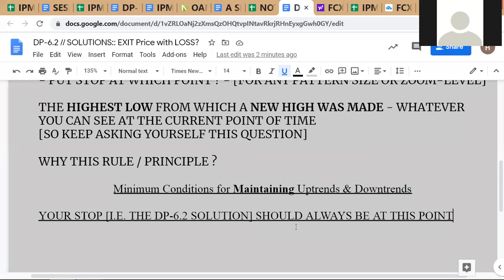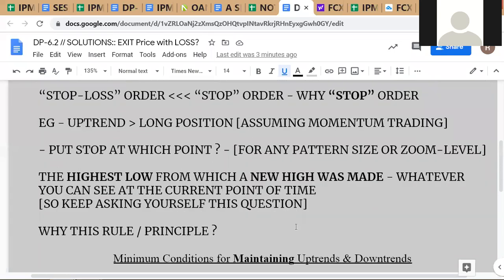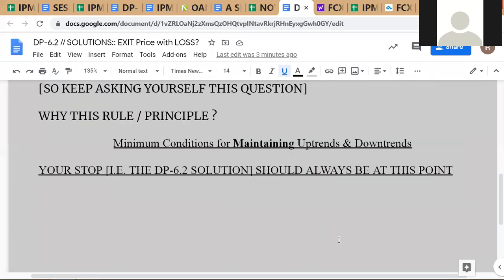And your stop should always be at this point, stop level, well, not continuously, let's say periodically.